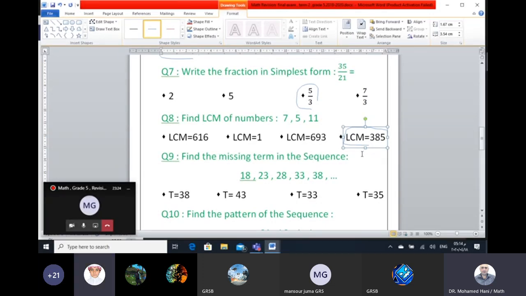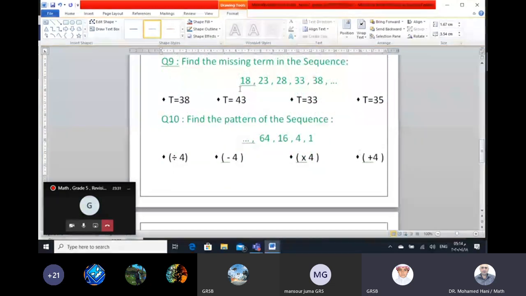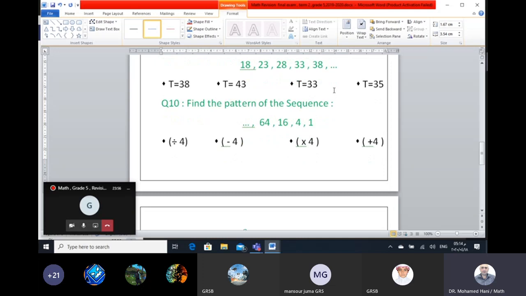Okay, thank you. Here we have a sequence. Find the missing term in the sequence. The numbers here are 18, then 23, then 28, then 33, then 38. The first step: study the pattern, find the pattern, then find the missing term. Now you can answer, but tell me your name.